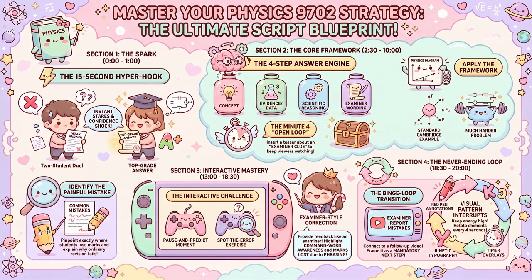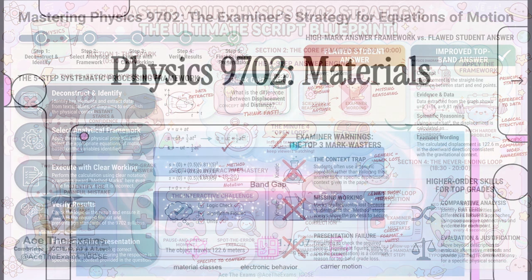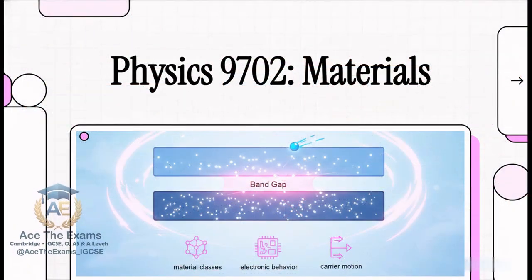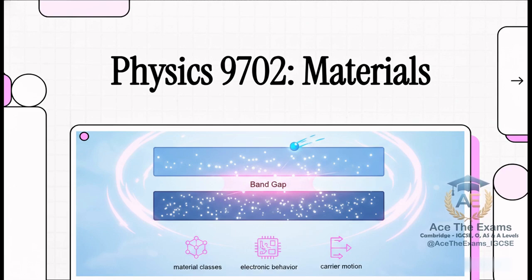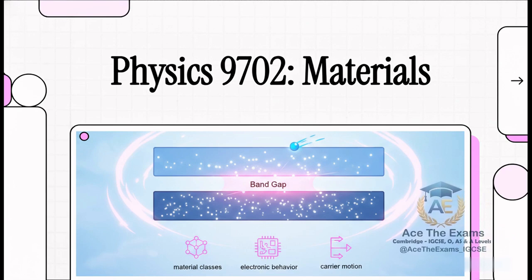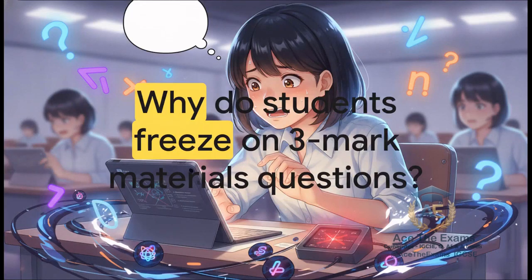All right, if you're gearing up for the Cambridge 9702 physics exam, we are cutting out absolutely all the fluff today. We're diving straight into the fundamentals of materials. Specifically, we're going to lock down exactly how you link band theory, carrier motion, and material classes to secure those top-tier marks. So picture this for a second.